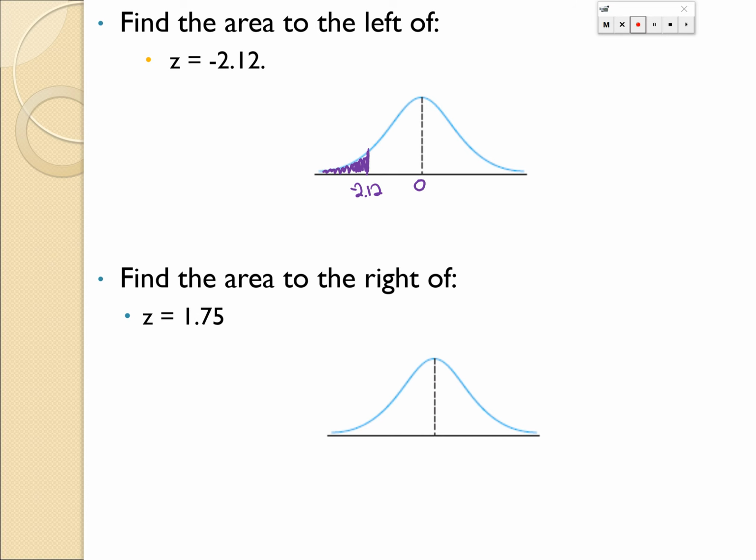Draw your curve, just that bell shape. Put 0 at the middle. Find your z value. Again, rough sketch. And then shade whichever direction you need, if it says left, if it says right, and we'll even get into it where we do between two z values.